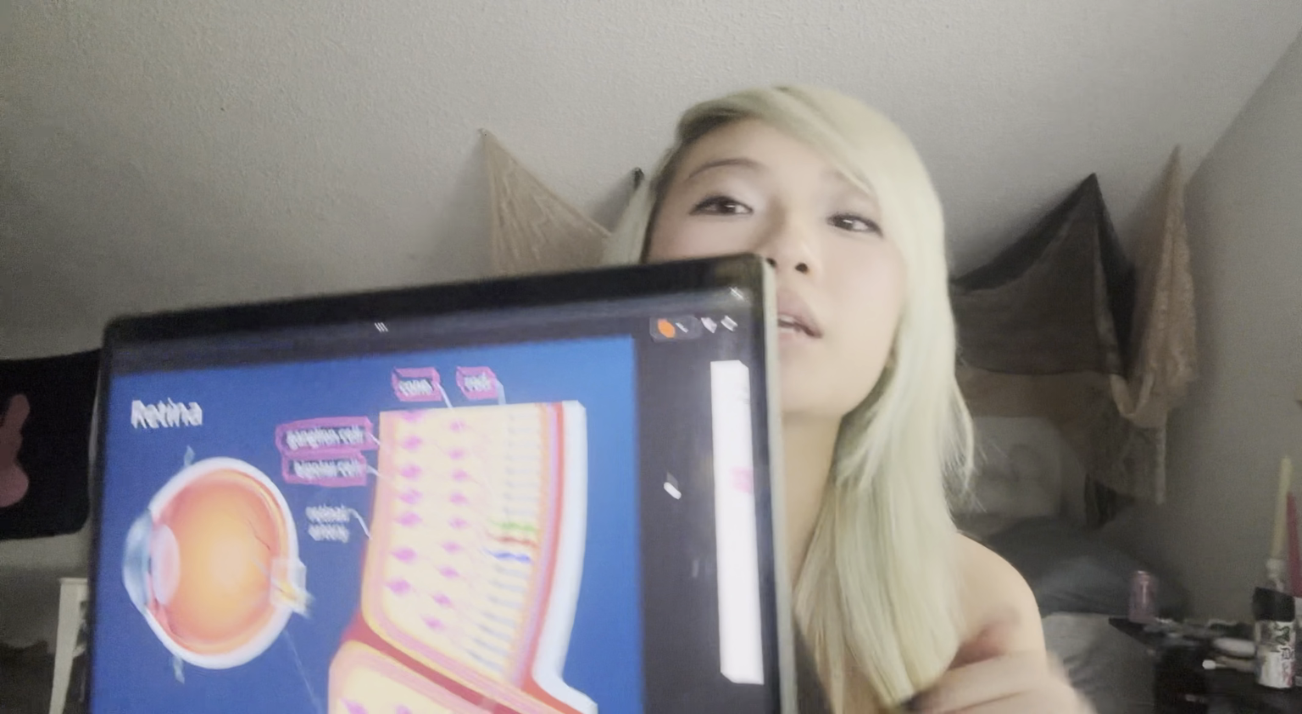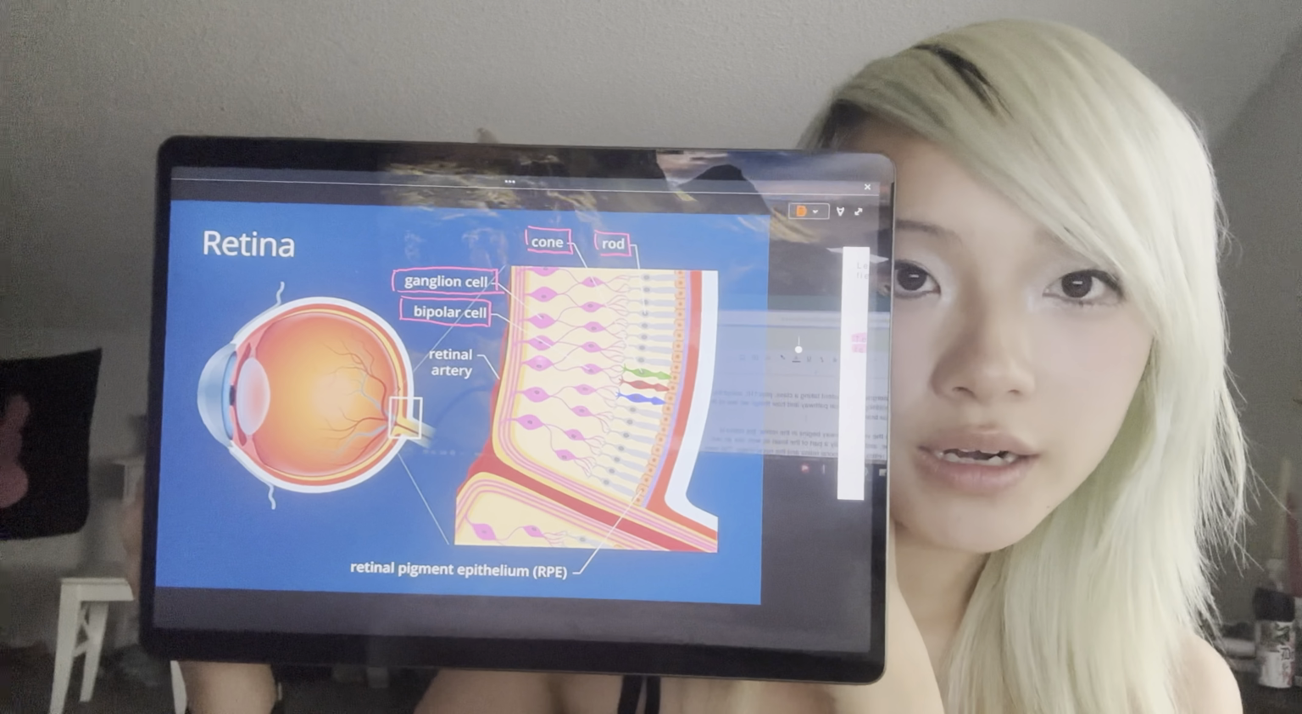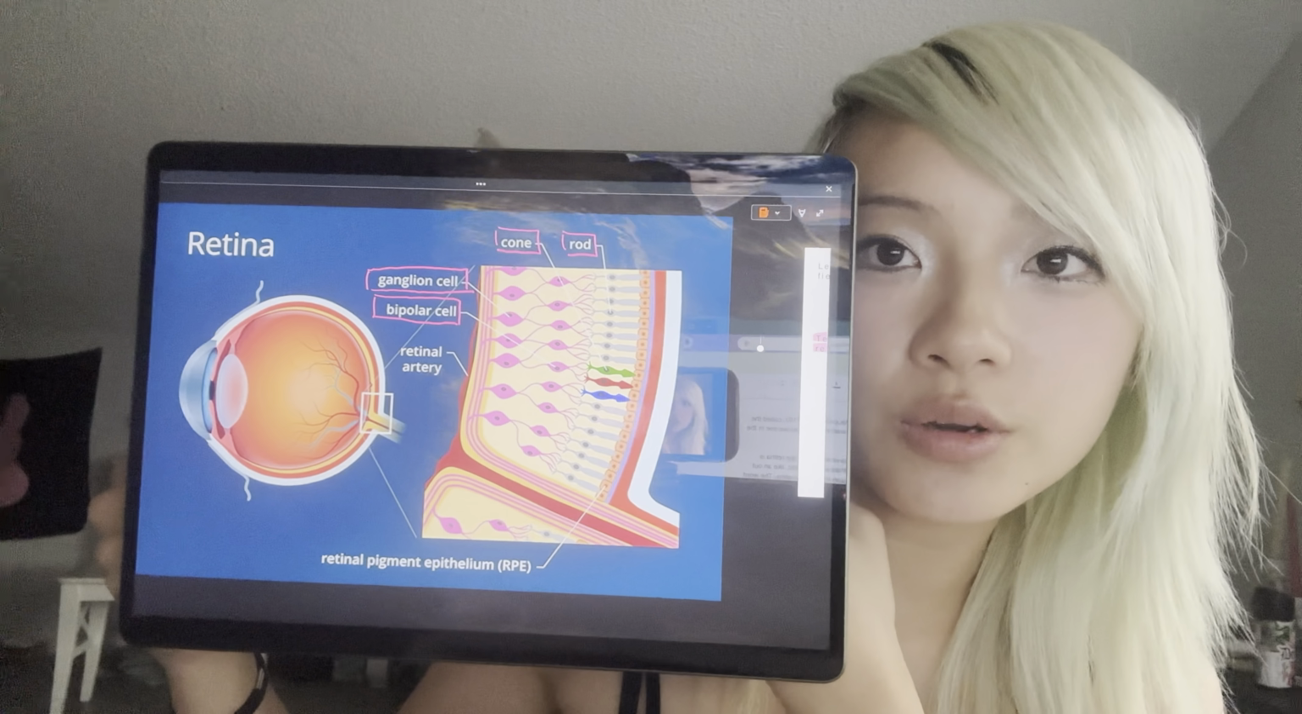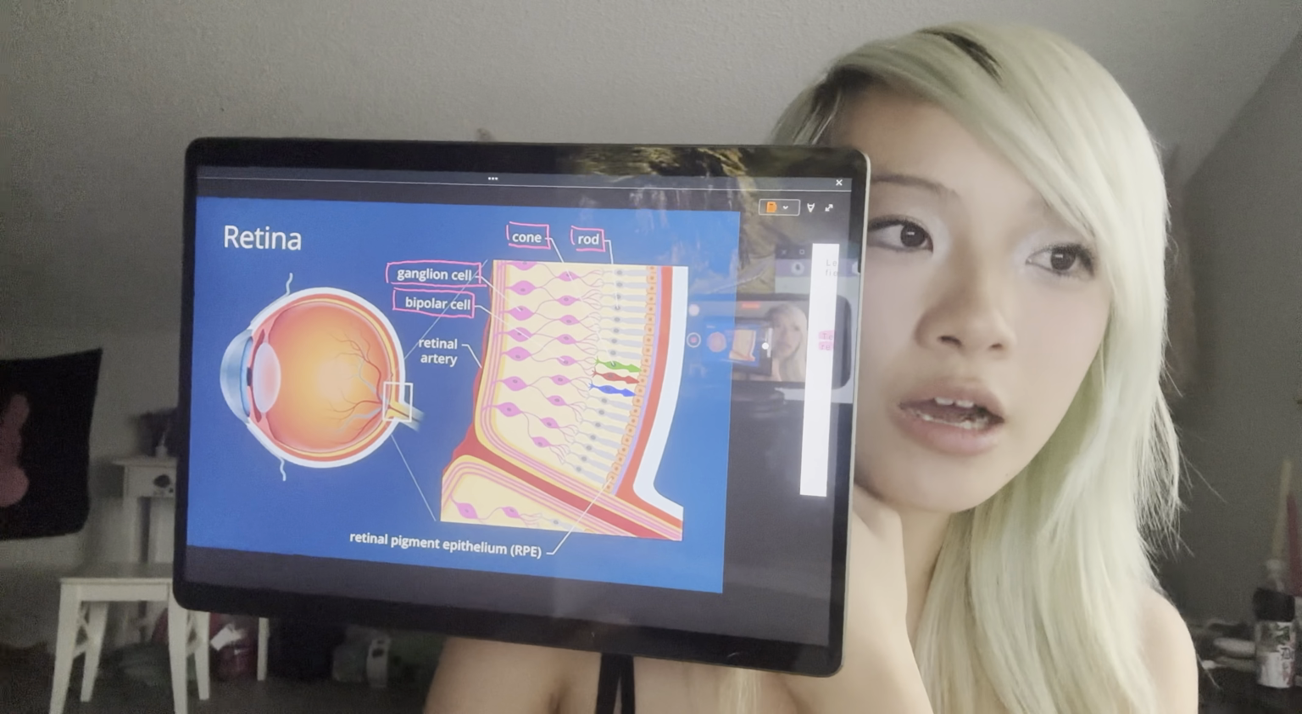Today, I will be explaining the visual pathway and how the things we see in the world around us get processed by our brain. The first step of sensory processing in the visual pathway begins in the retina. The retina is wrapped around the inside of your eye, and it's actually technically a part of your brain as well. It's kind of like an outpocketing.